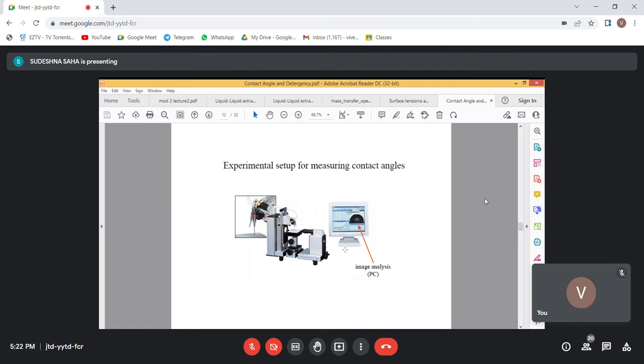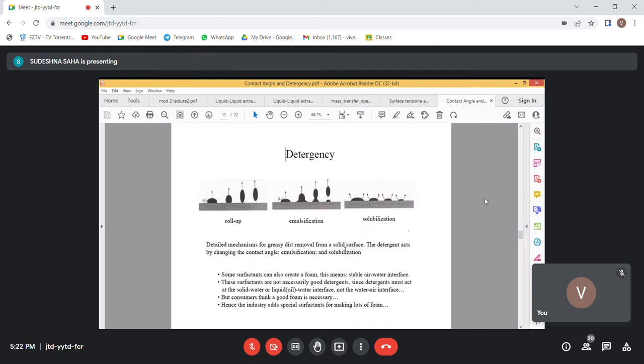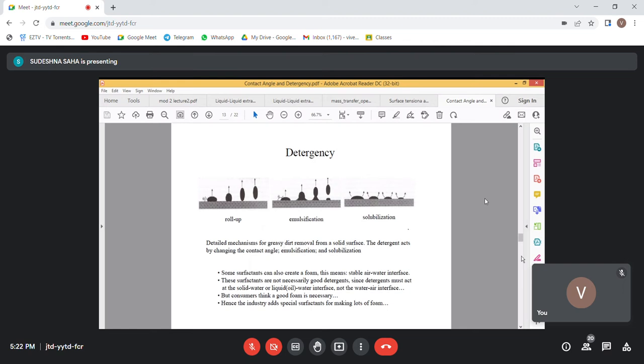So in the sessile drop method, what is happening is, I don't know whether I am having a better... no, I don't. Just a moment.